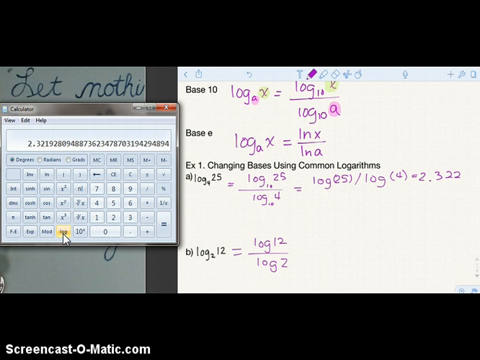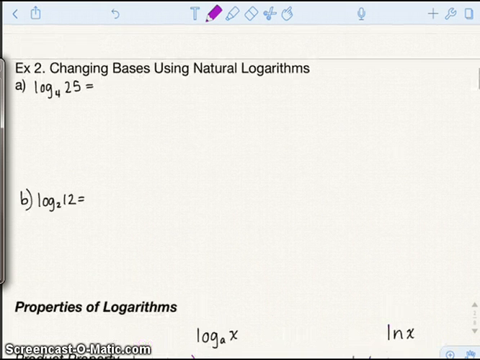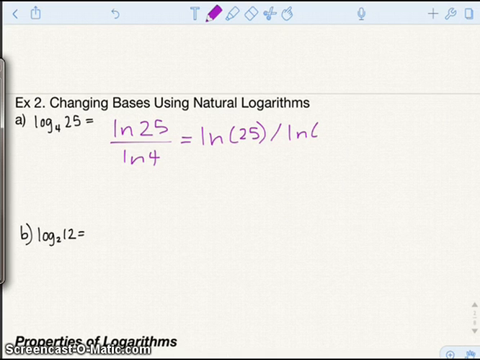So you can go ahead and put that into your calculator. The other common option for changing base is just to use the natural log. So I would use ln of 25 over ln of 4. I should still get the same answer. Log base 4 of 25 is going to be the same thing regardless of what base changing I use. So when I go to my calculator here, I'm going to type in ln of 25 divided by ln of 4, and I hope that I get the same answer as I did on the top.